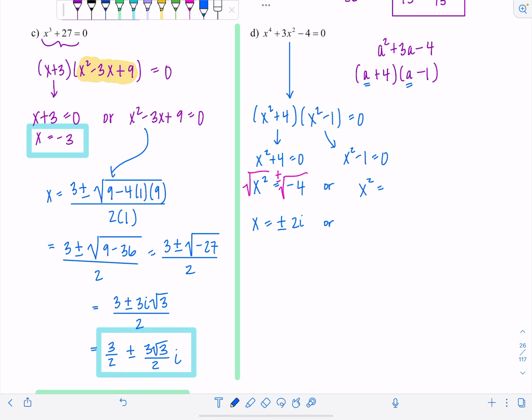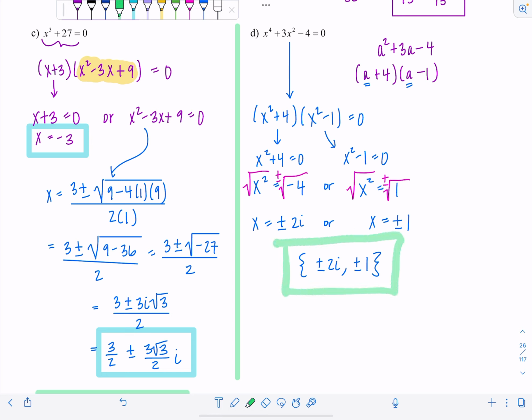Or x squared equals 1, square root of both sides, put that plus or minus, love it, x equals plus or minus 1. And then those are all 4 of our answers. I'm not surprised that there's 4 answers. This equation was degree 4, x to the 4th. I expected there to be 4 lovely little solutions.